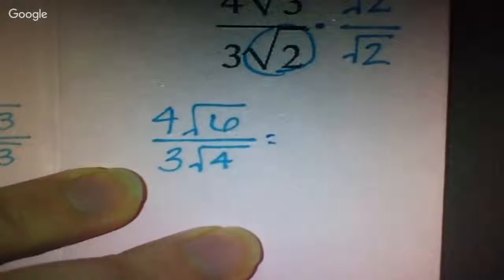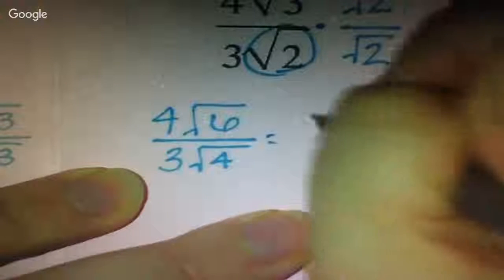Okay, so now 4 square roots of 6. Can I reduce the square root of 6? No. 6 just breaks down into 3 and 2. There's nothing I can circle. Okay, what about the 4? It's not the square root of 4. It's just 4. Don't let that confuse you.